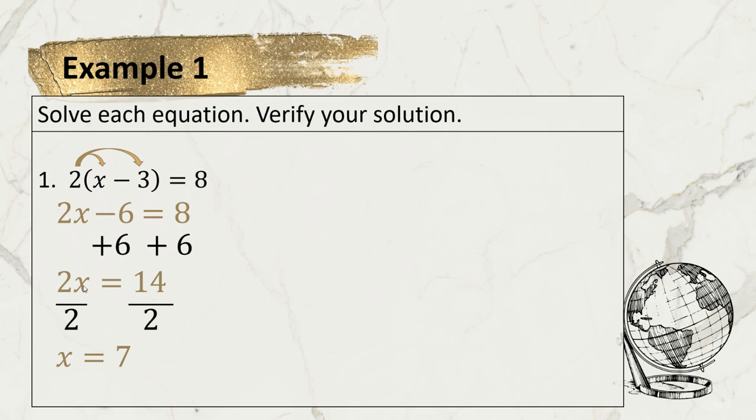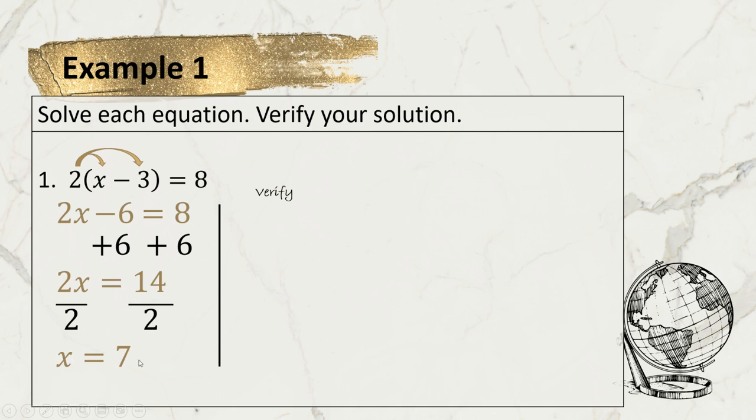Okay, so the main thing that we're trying to focus on today is this distribution part. We're trying to distribute this outside number to everything inside the parentheses using multiplication. Okay, then from there, we just use our isolation processes of reverse order of operations and inverse operations to solve for x. When we verify our solution, to verify means to check, right? So we're going to check the solution.